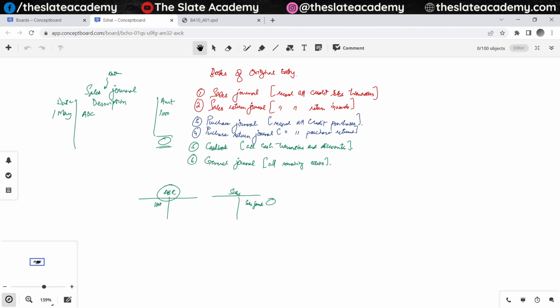Now for the books, for the T accounts, how are they distributed between the different books? These T accounts are further distributed in ledgers, as in the different types of T accounts are clubbed together in a single type of ledger. So first of all, we have got a sales ledger. Sales ledger contains T accounts of all debtors.